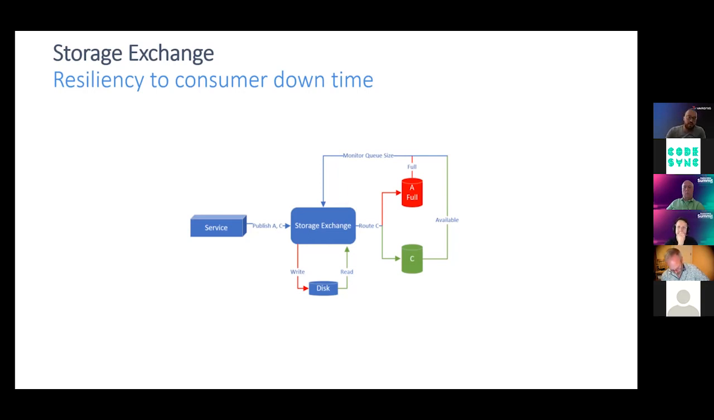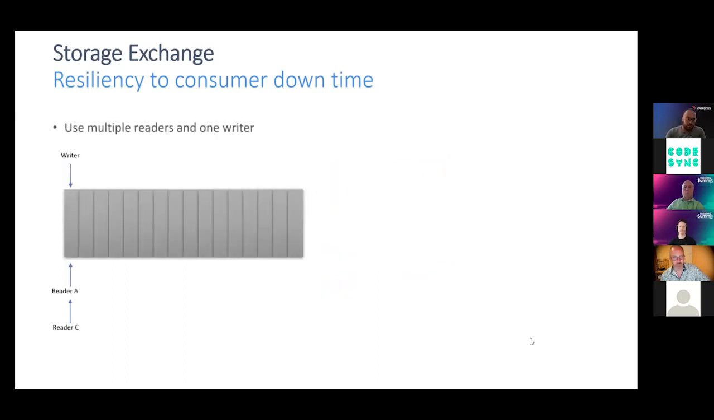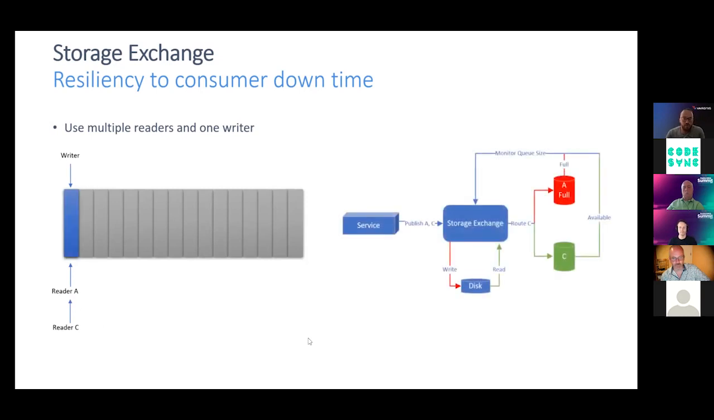So in that case, the message that is intended for A and C is going to be written to the disk, and simultaneously the storage exchange is going to read other messages from the disk and route them to C, because C is available. So all the messages to A are going to be written, and all the messages to C are going to be delivered. And it looks like this, basically. So we use multiple readers and one writer. In this illustration, we have one writer and two readers.